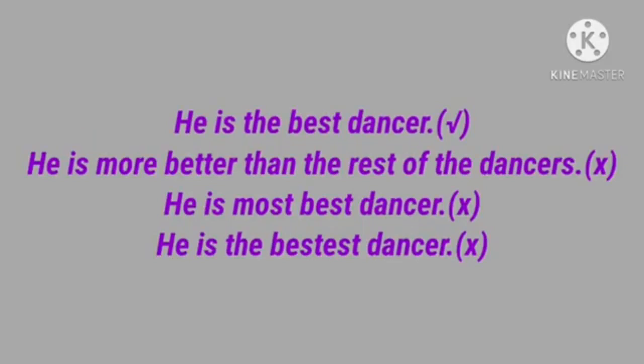Next, he is the best dancer. This is a correct answer, as we are using the best. Next, he is more better than the rest of the dancers. More and better are used here, so that is wrong. Next, he is the most best dancer. This is also wrong. Why? Most and best are superlative forms, so we should not use double superlatives with a noun. He is the best dancer is the correct answer.